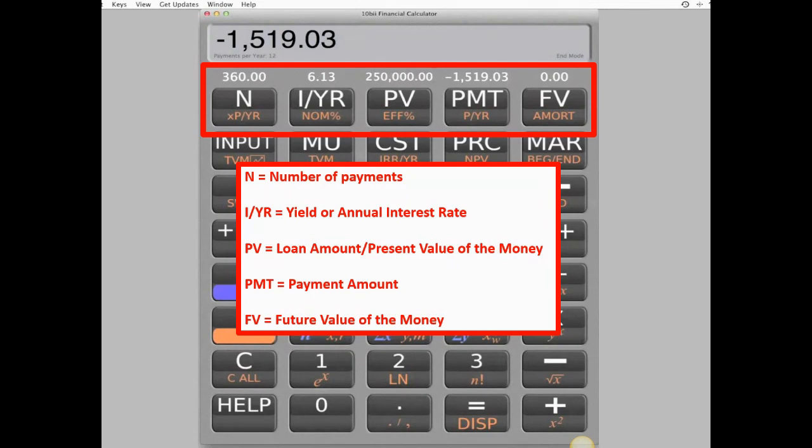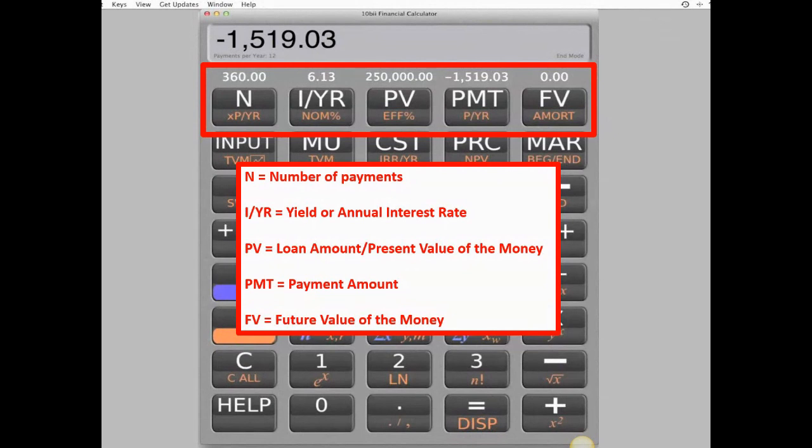The PV stands for the present value of the money. So it could be your loan amount, or it could be the price that you pay for the asset, but it's today's dollars. That's what PV stands for. PMT is the payment amount. And by the way, the payment amount that we're talking about here is not the interest-only payment, nor is it the principal, interest, taxes, and insurance payment. It's just the principal and interest payment, P&I.